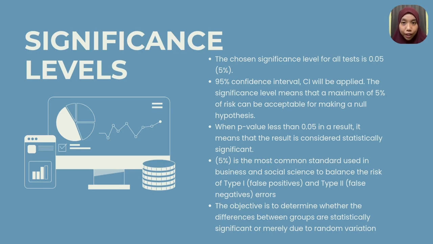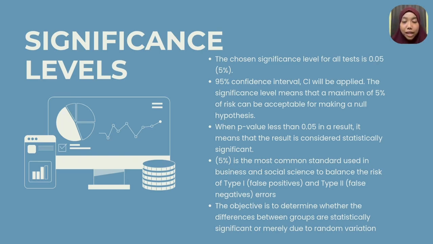4.1, significance value. The chosen significance level for all tests is 0.05, 5%. A 95% confidence interval will be applied. The significance level means that a maximum of 5% of risk can be accepted for rejecting a null hypothesis. When the p-value is less than 0.05, the result is considered statistically significant. The 5% is the most common standard used in business and social science to balance the risk of type 1 error, false positive, and type 2 error, false negative.